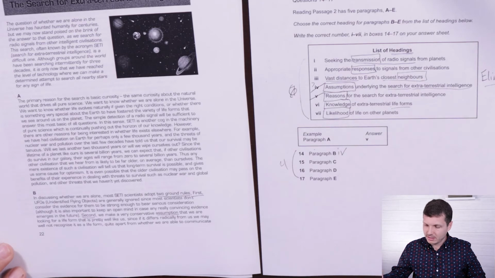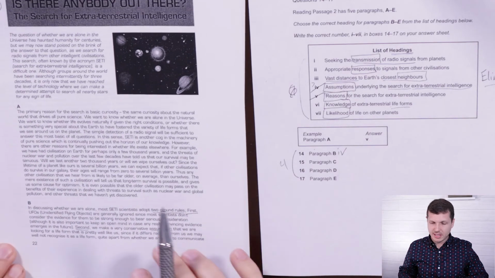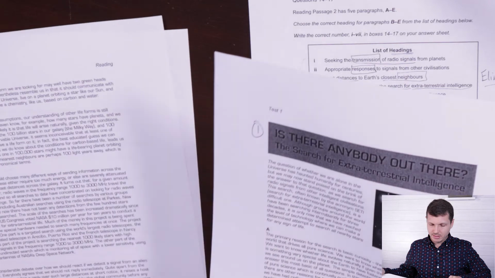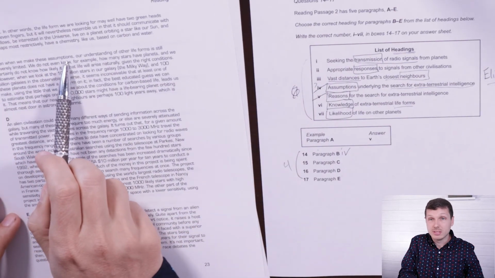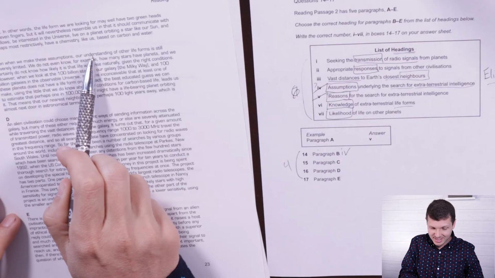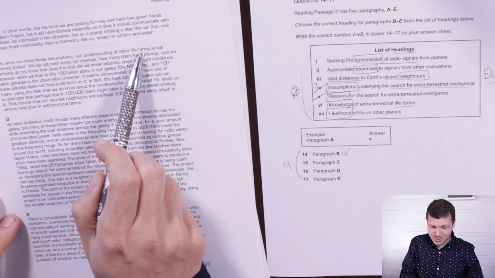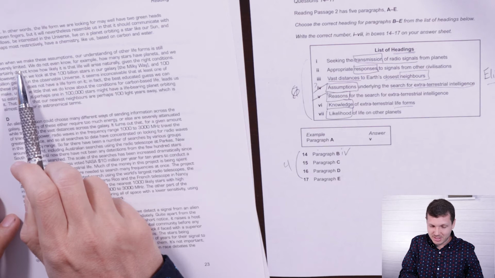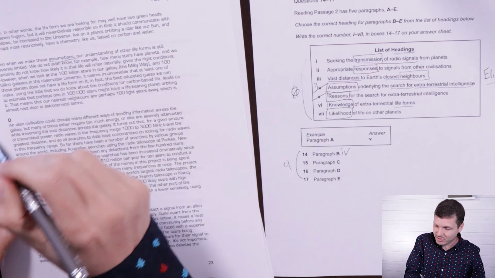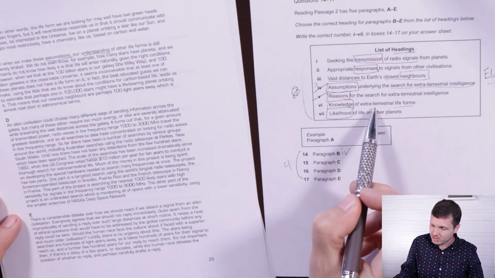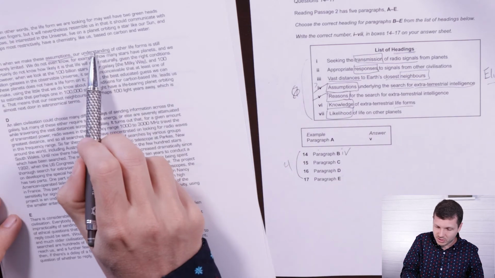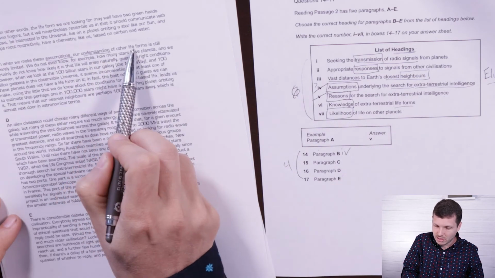So number 15, paragraph C, let's go there. First sentence. "Even when we make these assumptions, our understanding of other life forms is still severely limited." Look at this, guys. We have assumptions, which sounds like 4. We have understanding, which sounds like 6, knowledge. Look, knowledge of extraterrestrial life forms, understanding, synonym for knowledge, life forms.